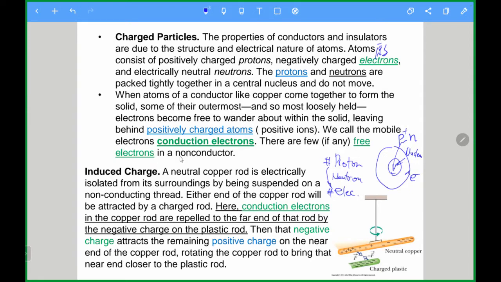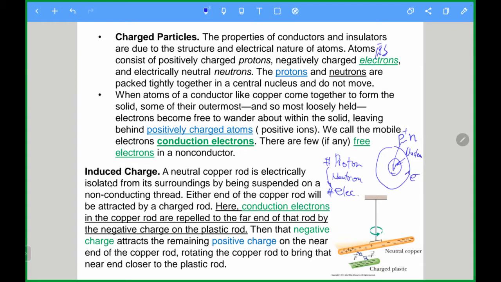And in a non-conductor or insulator, there are few free electrons. Not necessarily zero, but there are actually few electrons in the insulator.